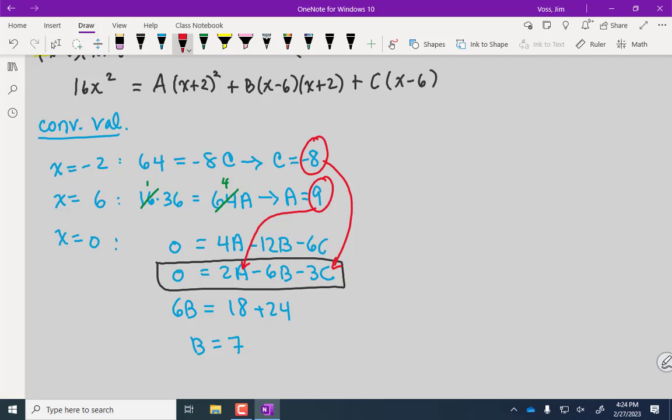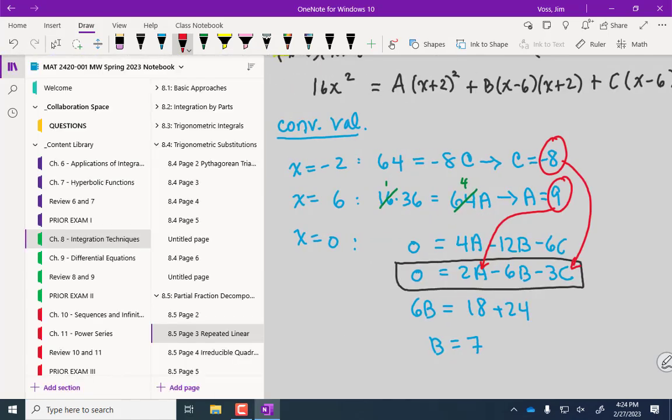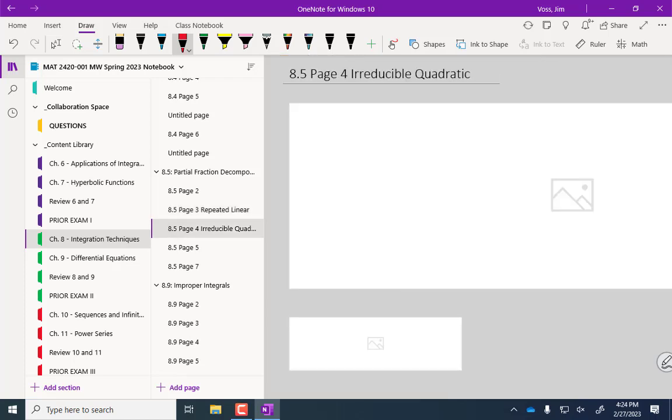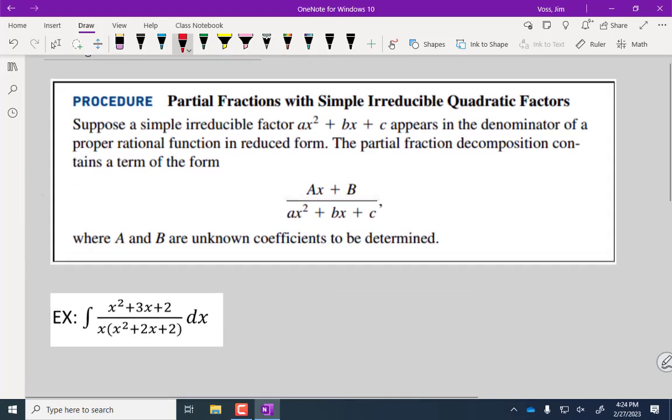Other questions? All right. Are we ready for an irreducible quadratic? No. You guys look so prepared.